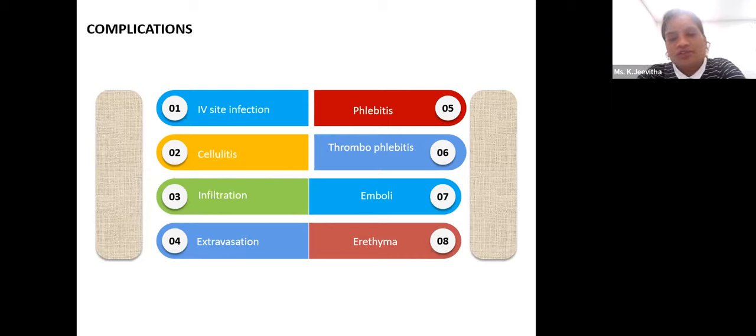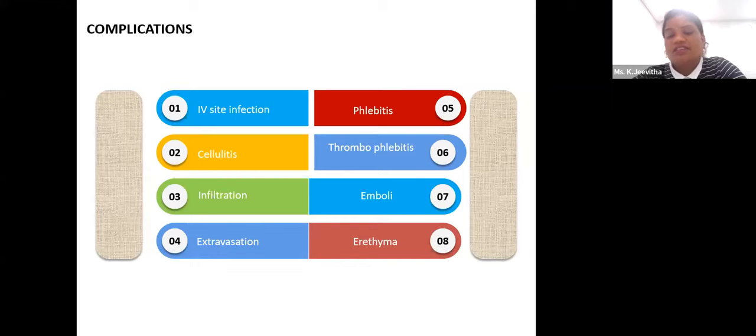What is the difference between infiltration and extravasation? Anyone, please. It's like an interactive session. If you have any answer, please, you can chat in the chat box. What is the difference between infiltration and extravasation?